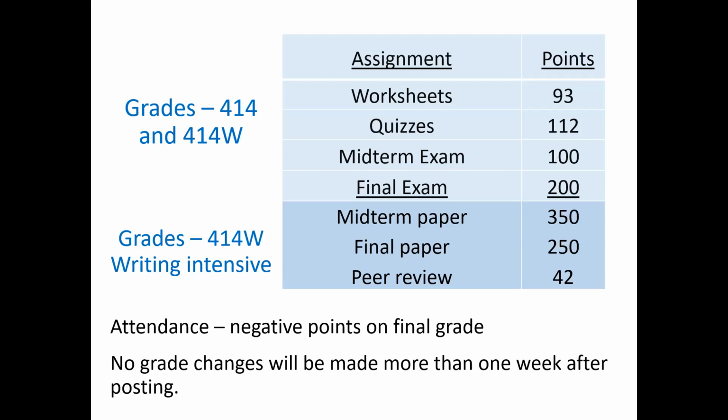If you're in the writing intensive section, you will also be working on a paper in drafts throughout the semester. You'll have a midterm version, a final paper worth a total of 600 points, and peer review of each other's papers for 42 points. If you're absent without excuse, there are negative points on the final grade. And note that no grade changes will be made more than 1 week after posting.